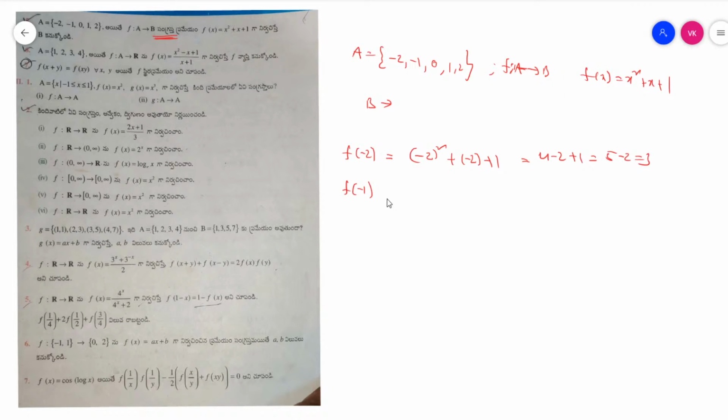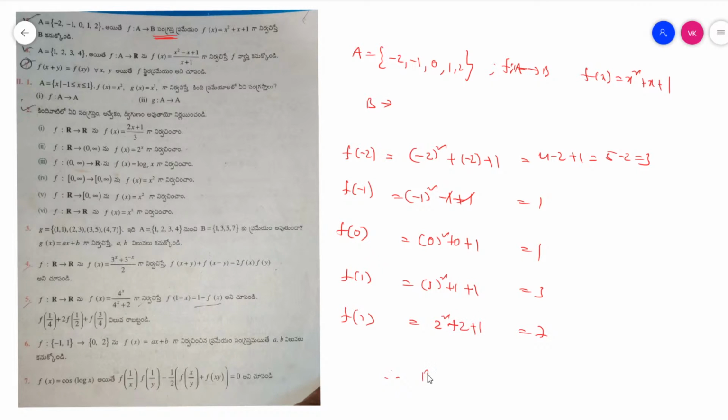And we have to find f of -1. It is (-1) whole square minus 1 plus 1, so we get 1. And we have to find f of 0. So 0 square plus 0 plus 1, we get 1. And now we have to find f of 1, that means 1 square plus 1 plus 1, which is equal to 3. And f of 2 we get as 2 square plus 2 plus 1, which is 7. So finally we got B as a set. In set form each element is written only once, that's why we can write B as {3, 1, 7}. This is the answer for the fifth question.